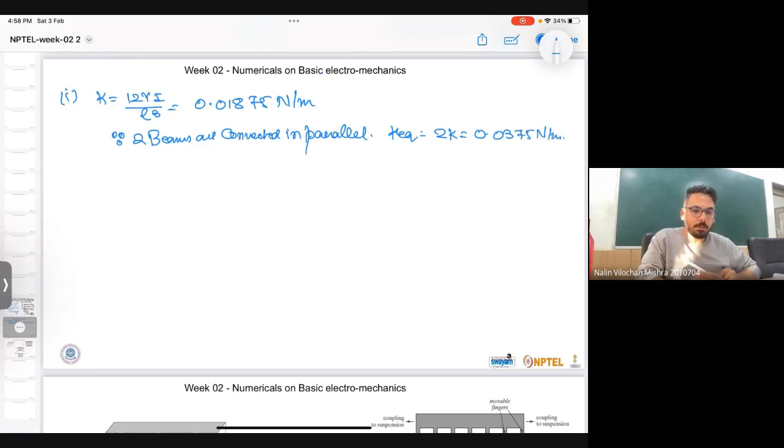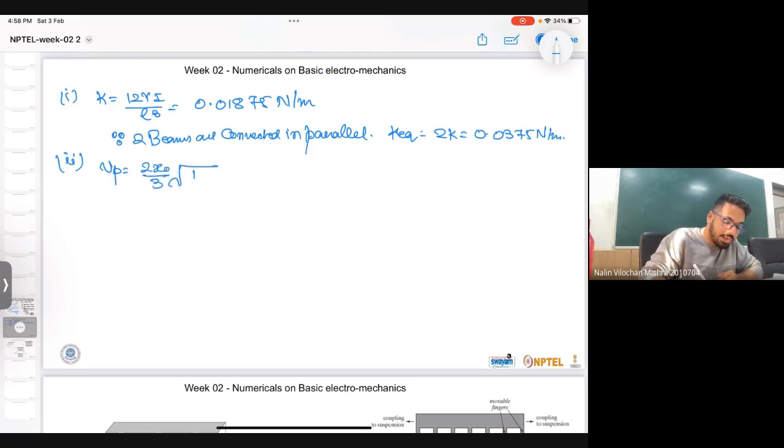Now, what about the pull-in voltage? So, the formula for pull-in voltage is given as 2x naught by 3 times under root Km by 1.5 C naught. Here, C naught can be calculated as epsilon A by d, which is coming out to be 7.083 into 10 power minus 13 farad. And by putting this value in this, Vp will be 0.25 volts.